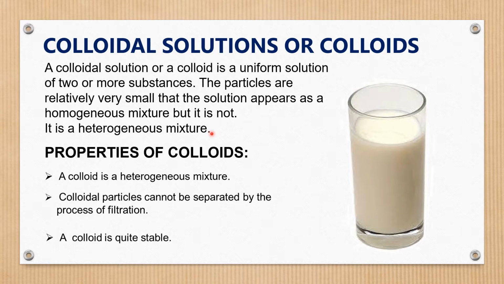So a colloidal solution or colloid is a uniform solution of two or more substances. The particles are so small that the solution appears as a homogeneous mixture, but it is not. It is a heterogeneous mixture. Now we see the properties of colloids. First property: a colloid is a heterogeneous mixture. It is not a homogeneous mixture.